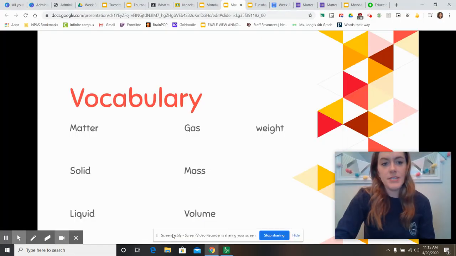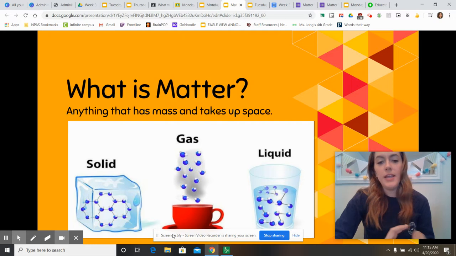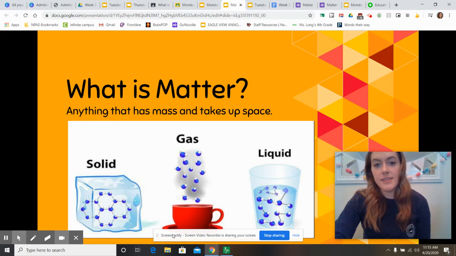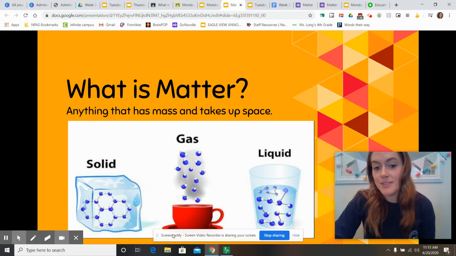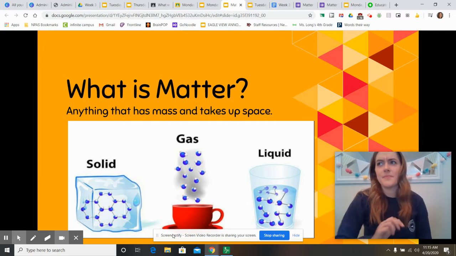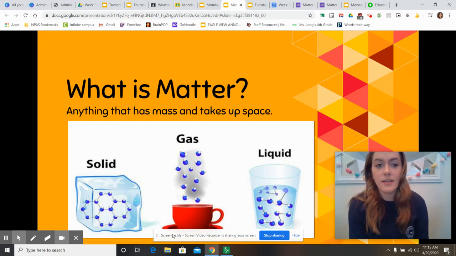All right, so let's look at our first vocab term today. The first vocab term today is matter. Well, what is matter? Matter is everything. It's anything that has mass and takes up space. Mass is going to be a vocab term that we also will learn. So if you're thinking, what is mass? You'll learn about that in just a second. So it's anything that has mass and takes up space. Therefore, we're matter. We have mass and we take up space. And those three things are solids, gases, and liquids.